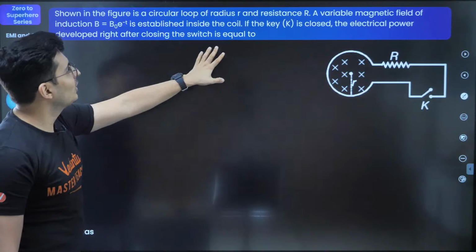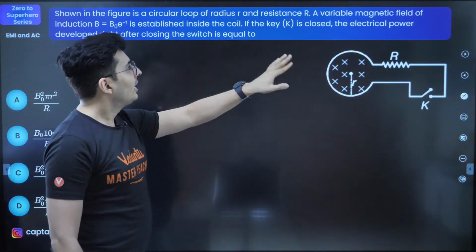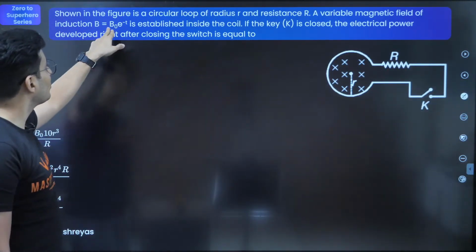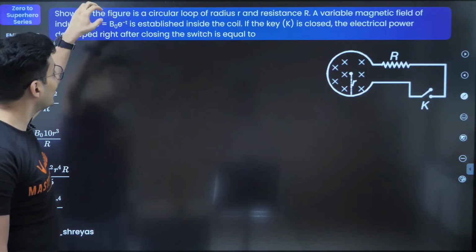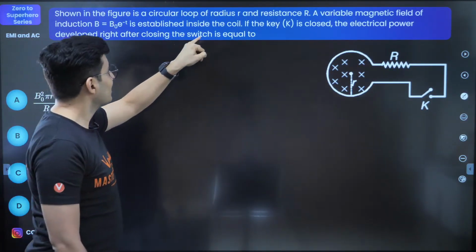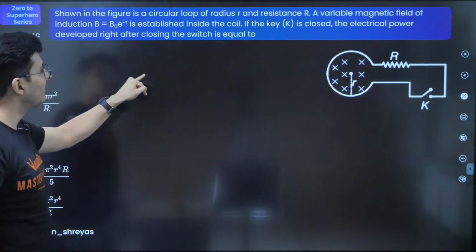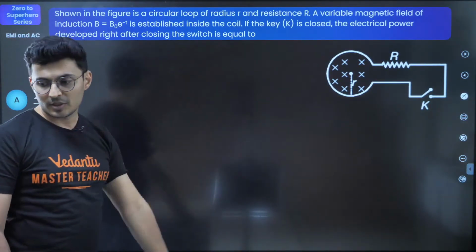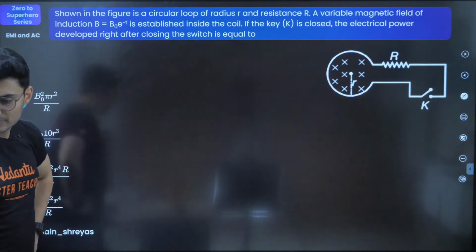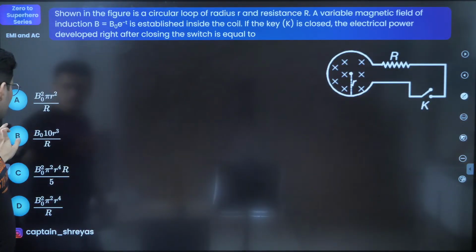Shown in the figure is a circular loop of radius r, resistance r, and the variable magnetic field of this much. Wow, it is changing with time exponentially. Crazy. It is established inside a coil and the switch is closed. The electrical power developed right after closing the switch is how much? Let's try to do this question.